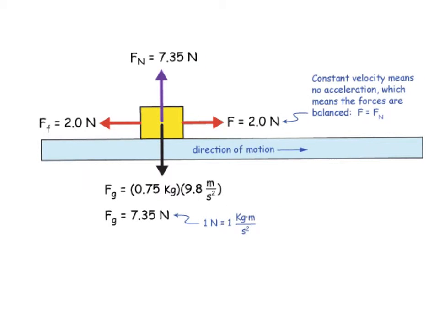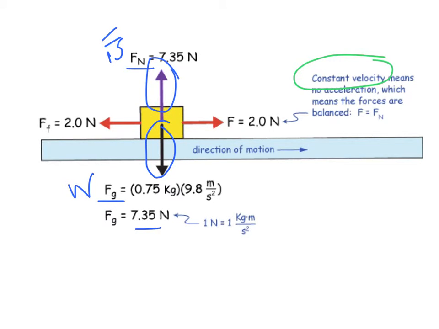Here's an example of a problem including friction. First of all, this object is moving with a constant velocity. And when we have a constant velocity, there's zero acceleration, which means that the forces are balanced. In this case, we have a few different forces taking place. We've got the gravitational force, or the weight of the object, which is 7.35 newtons. We also have the normal force, or the support force, which is 7.35 newtons. We know that those two are equal, and they're acting in opposite directions because the forces are balanced.